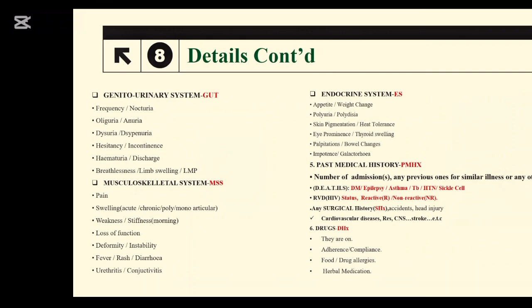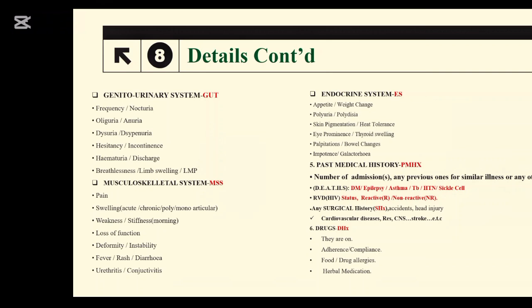And then GUT, just want to find out about how their kidneys, ureters and the urethra are working. So how many times are they waking up in the night to go to the toilet or to use the bathroom? That is called nocturia. Frequency, how many times are they passing? Are they using the bathroom?